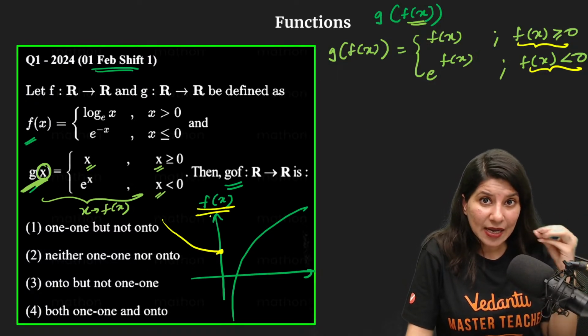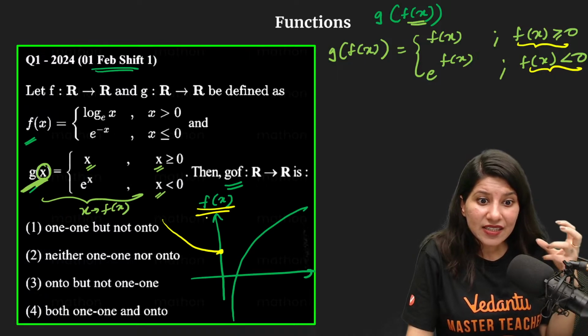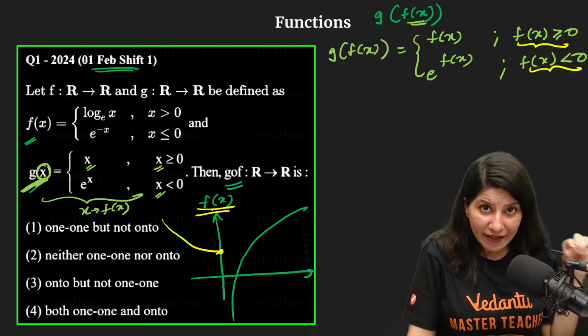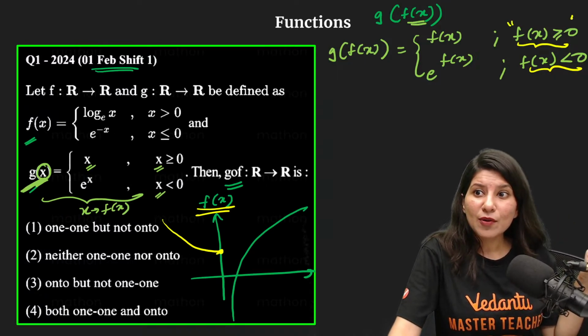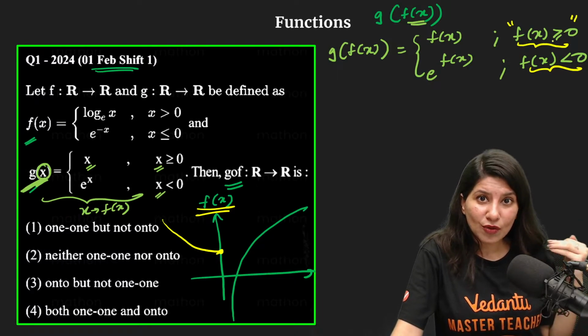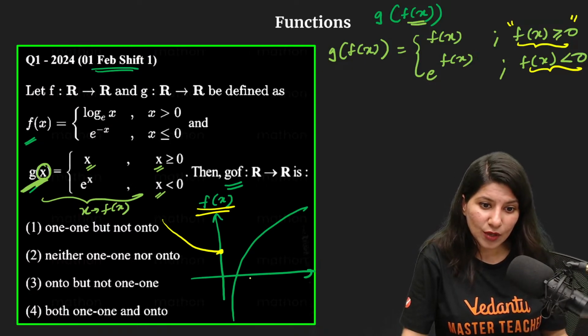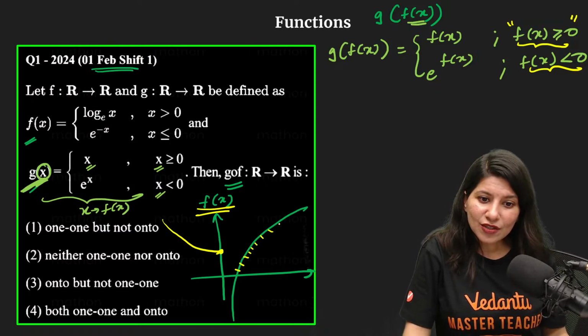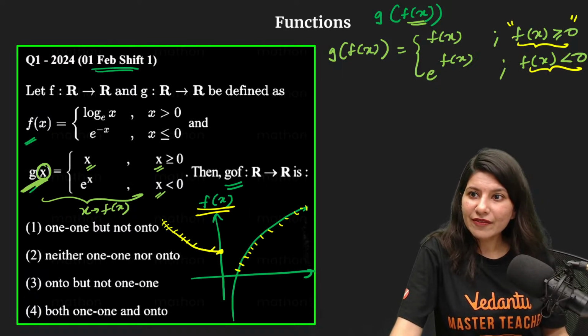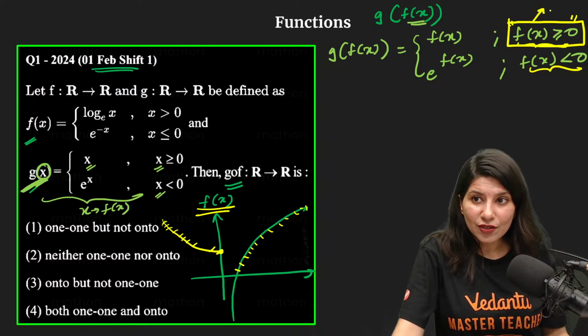Step number 3: analyze the graph of the internal function f(x) with the help of this. f(x) greater than or equal to 0. When exactly is your graph f(x) greater than or equal to 0? It has two branches, the first one is this, the second one is this. So f(x) greater than or equal to 0 is happening at two branches.